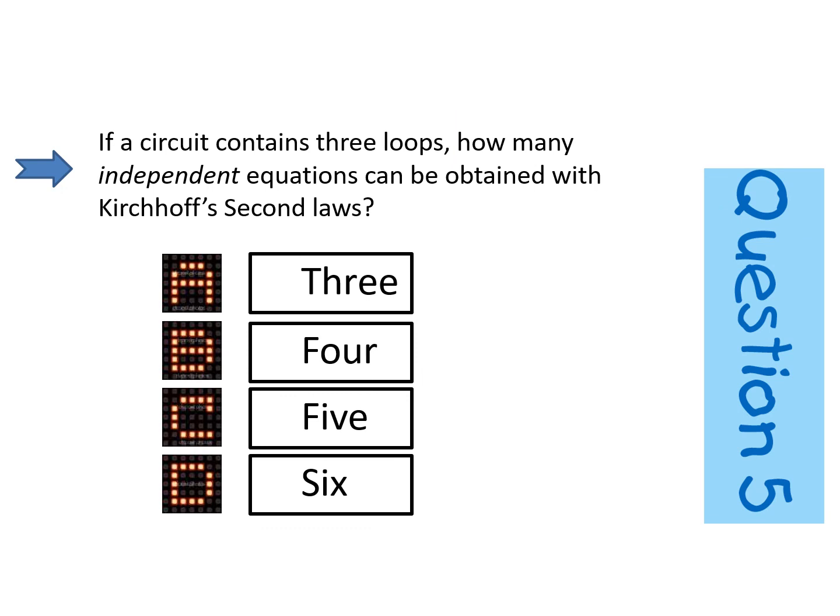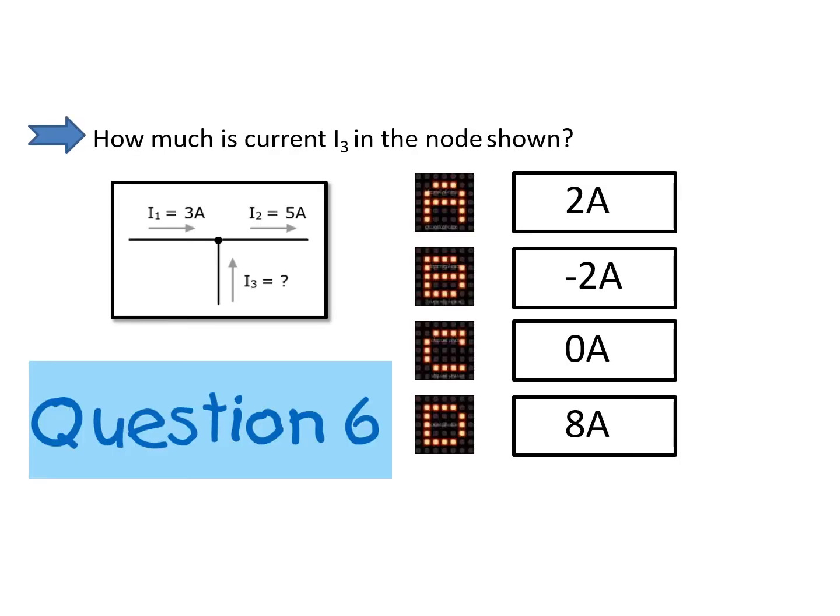Then, next question. If a circuit contains three loops, how many independent equations can be obtained with Kirchhoff's second law? How many equations can be obtained? If there is a single loop, a single equation. Two loops, two equations. If there are three loops, then three equations. See the last question now.